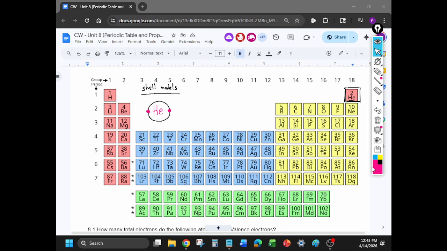All right, so it's pretty simple if we just have 1 shell, but most of the elements have multiple shells. So we're going to talk about how to draw elements with multiple shells. So let's look at oxygen right here. For oxygen, how many shells does oxygen have? 2. Yeah, it's in the 2nd row. So we're going to write the symbol O, and then we're going to draw 2 shells.